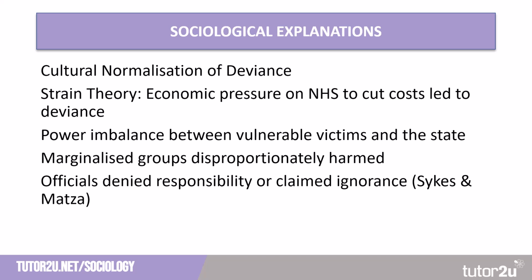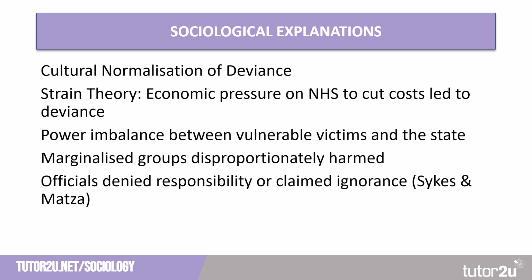From a critical perspective, the scandal reflects the power imbalance between the state and vulnerable citizens. Victims, particularly haemophiliacs, were often marginalised and lacked the resources to challenge the state effectively. This highlights how state crimes disproportionately harm those with less power.